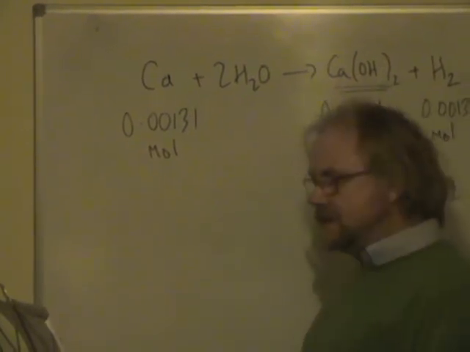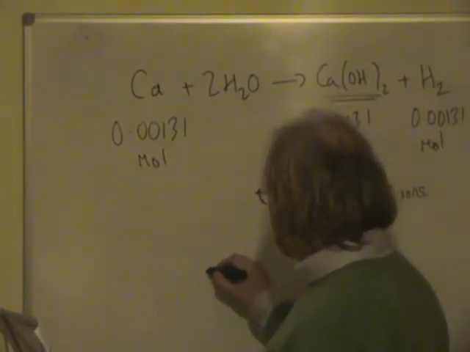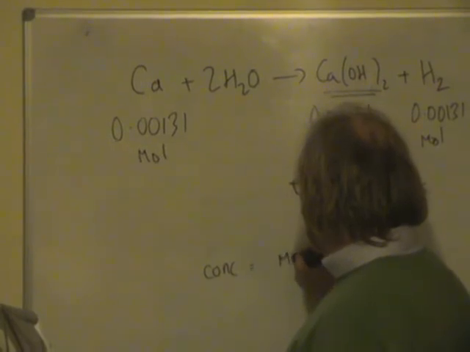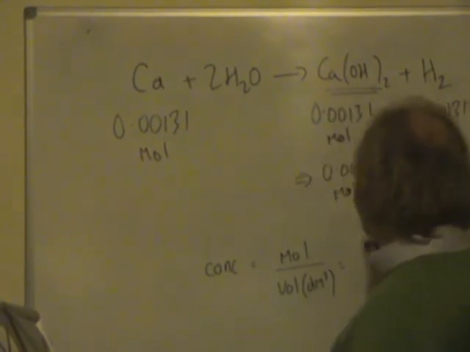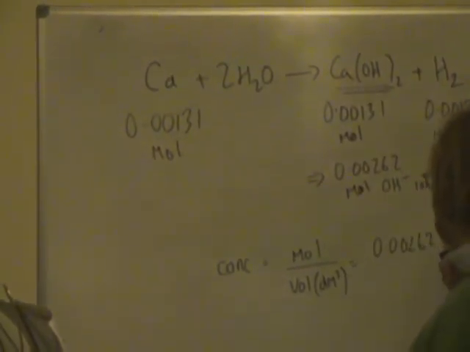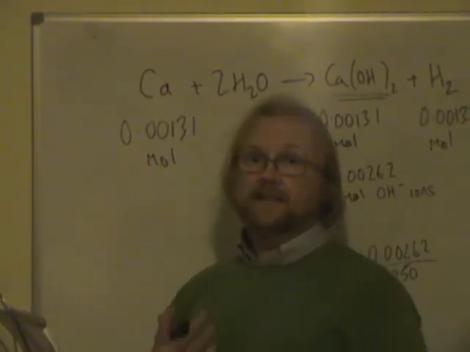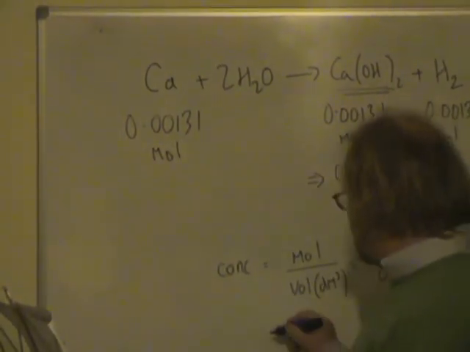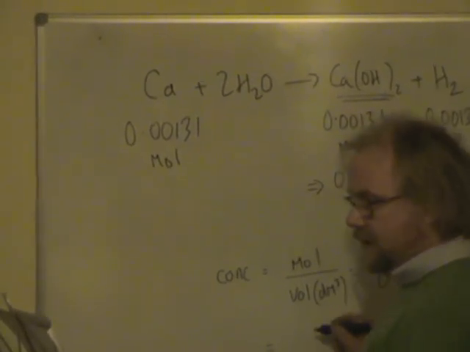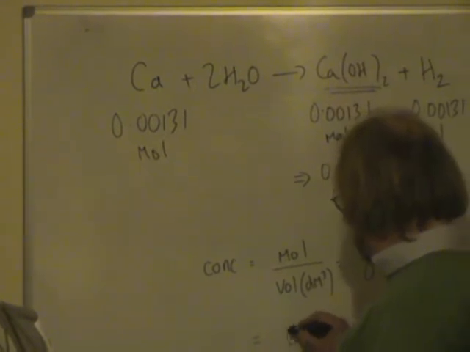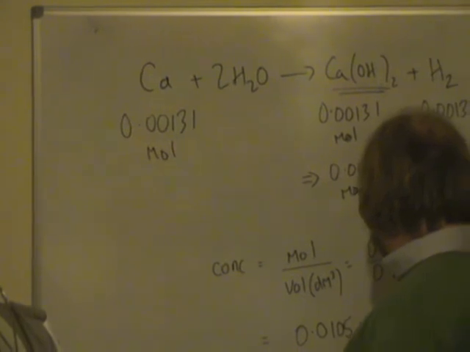Once you've got to that bit, the rest is easy, because it's saying that it's dissolved in 250 cm cubed, so the concentration of OH minus ions is the moles divided by the volume in dm cubed, which is 0.00262 divided by not 250 but 0.250. Remember, you've got to divide that 250 by 1,000 to get that volume in dm cubed, and that comes to 0.0105 moles per dm cubed. That is the answer.